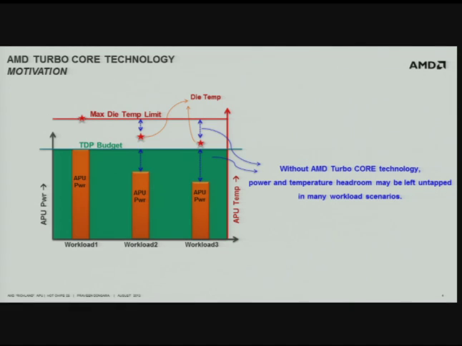In many workload scenarios, by the way, this is a simple graph where I'm showing APU power on the left-hand y-axis and the APU temperature on the right-hand y-axis. There are many workload scenarios where the TDP budget is not fully utilized. There is also temperature margin left if you do not have the AMD Turbo Core technology. So the idea is to not leave power and temperature headroom on the table. You can actually leverage that to get higher performance.